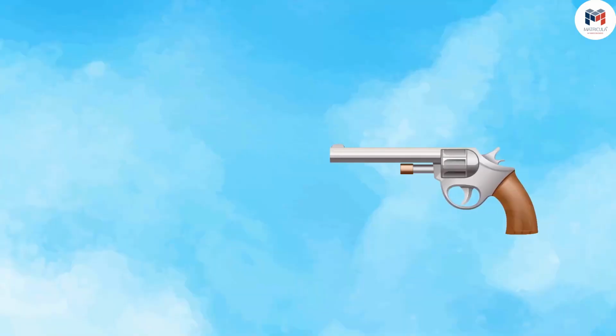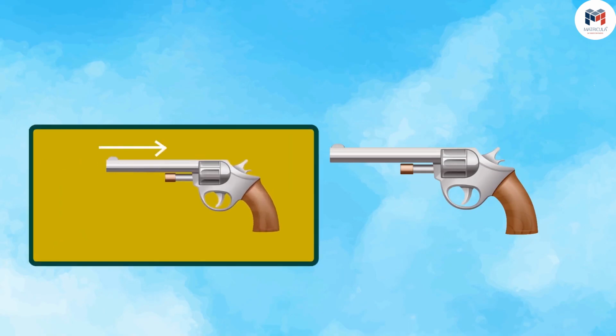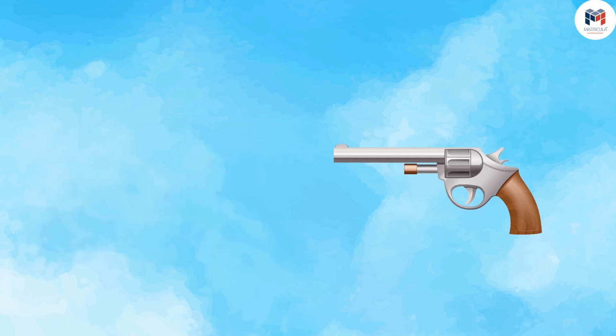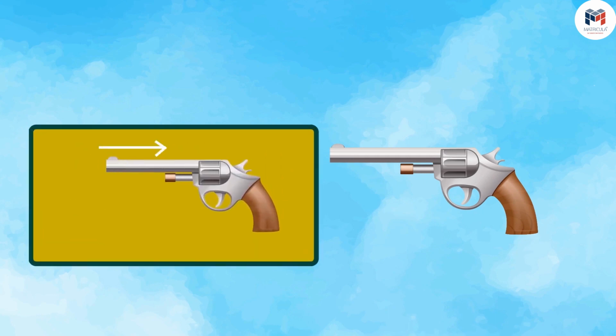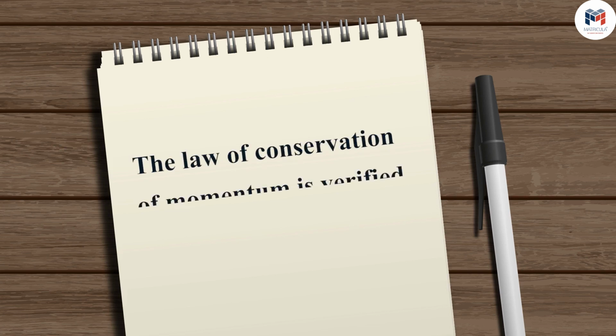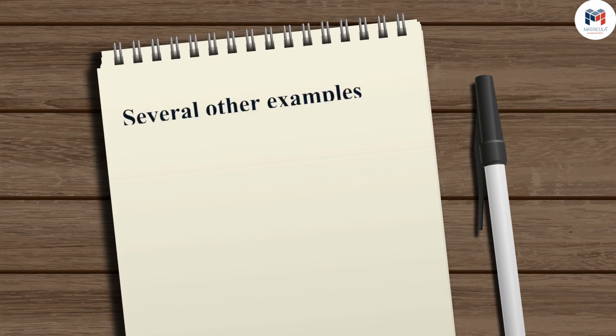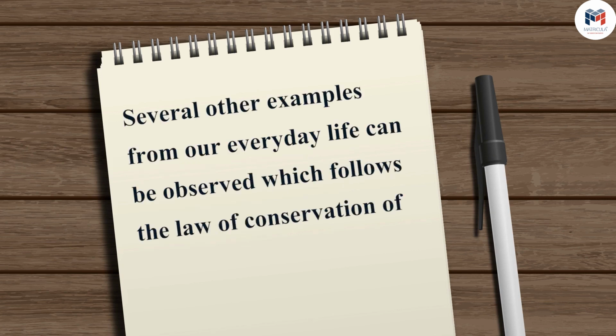Then, if the bullet acquires a velocity in the forward direction, then the gun should acquire a velocity in the backward direction. This is observed by the recoil of the gun when the bullet is fired from it. Therefore, the law of conservation of momentum is verified in this case. Several other examples from our everyday life can be observed which follow the law of conservation of momentum.